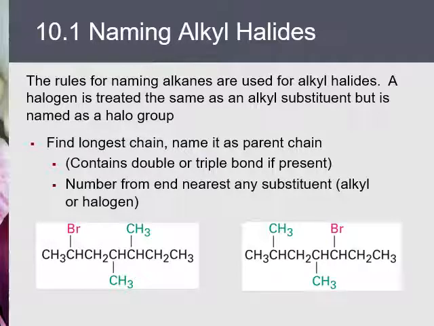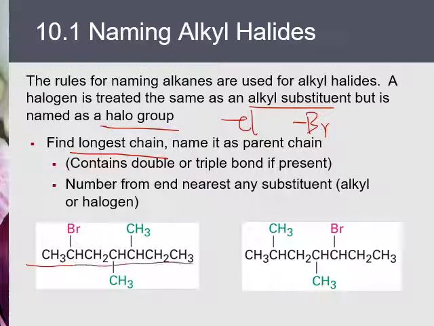Naming of alkyl halides follows the same rules for naming alkanes. A halogen is treated the same as an alkyl substituent, but is named as a halo group. For example, this is called chloro, and this is called bromo. So first find the longest chain and name it as the parent chain. For the following two examples, both molecules have a longest chain of 7 carbons. So they are both called heptane.